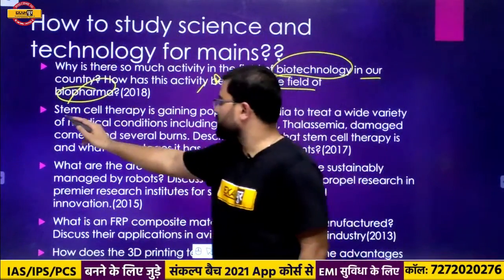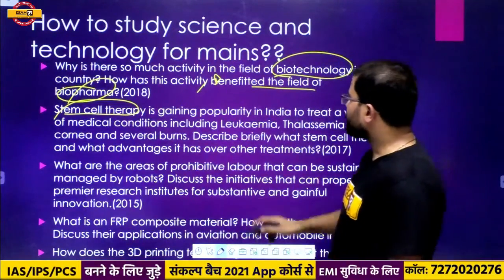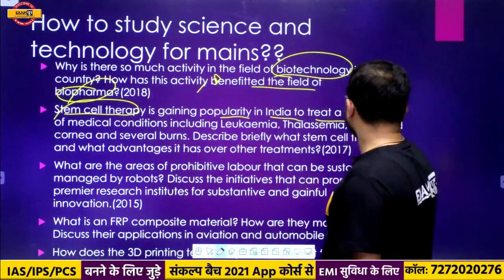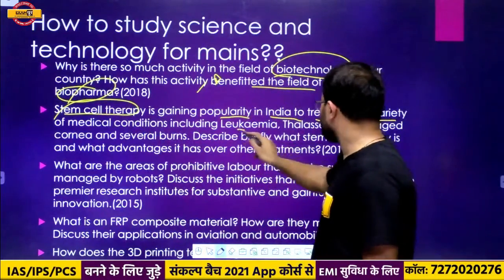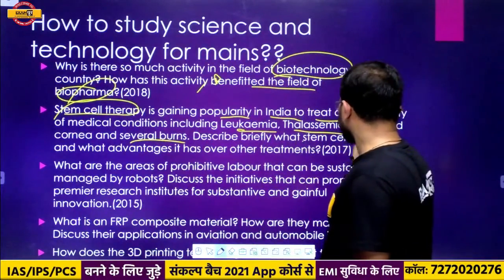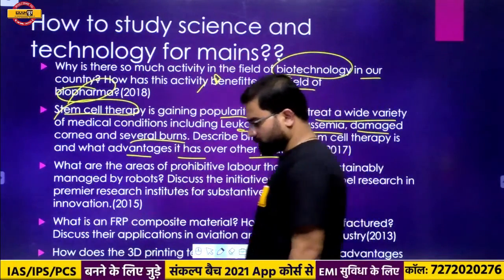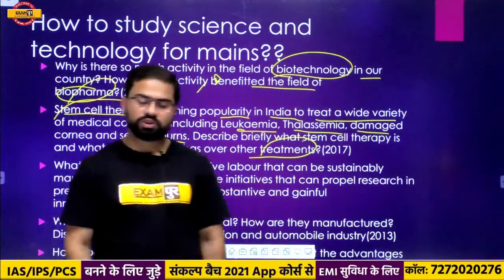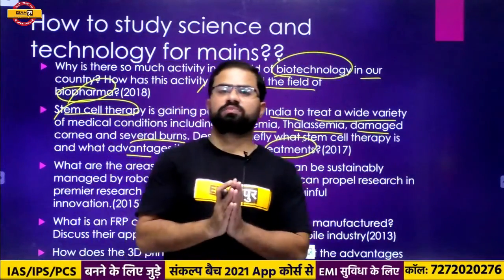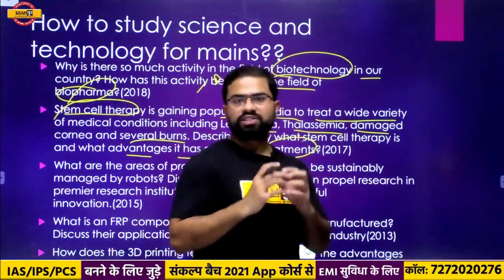स्टेम सेल थेरेपी. क्वेश्चन देखिए किस तरीके से पूछा गया है. Stem cell therapy is gaining popularity in India to treat a wide variety of medical conditions including thalassemia, damaged cornea, severe burns. Describe briefly what stem cell therapy is and what advantage it has over other treatment. So from this question we will come to know that UPSC wants us to know what is stem cell therapy, what are its applications, how stem cell therapy is used to address the problem of thalassemia and all those things, and what are the advantages.